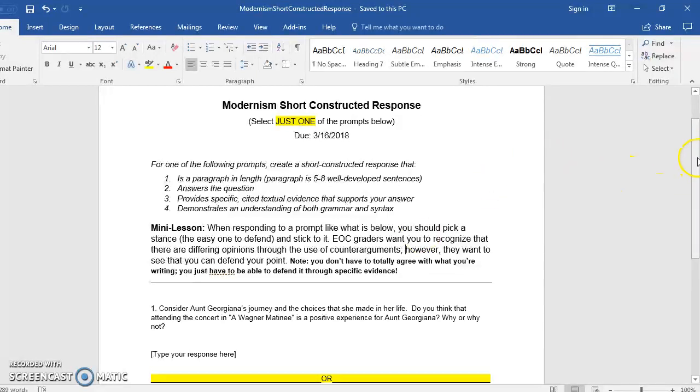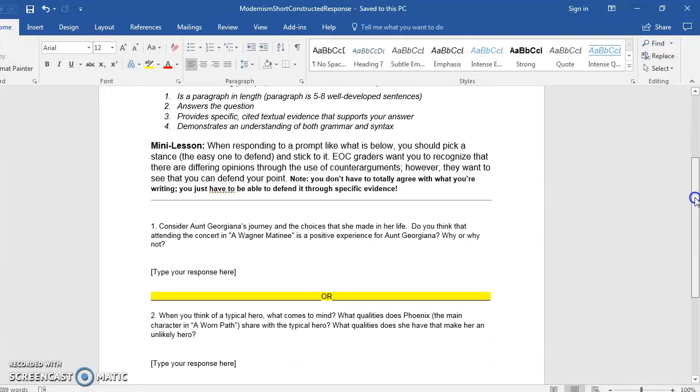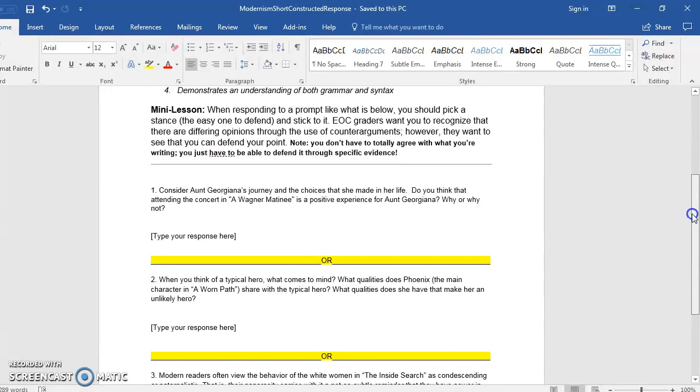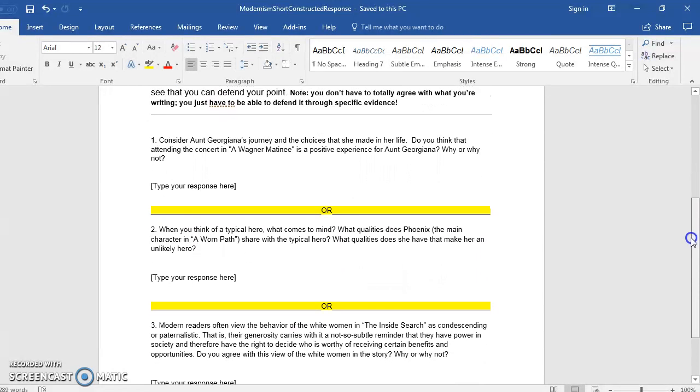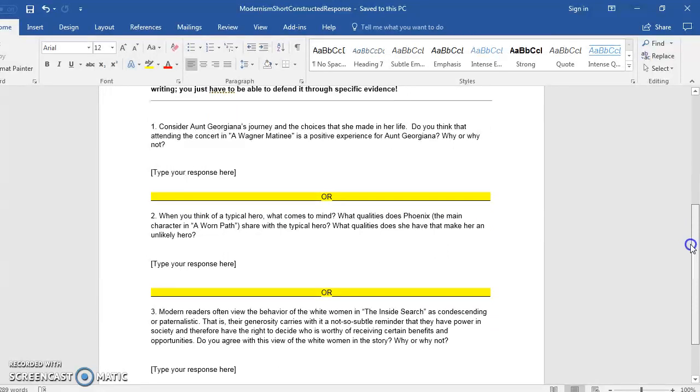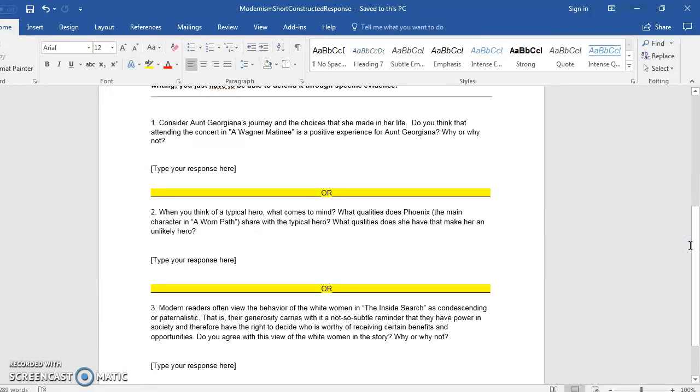All right, so let's look at what the prompts are. I said we're reading 3 short stories, and so there's a prompt for each one. The first one is about the worn path. What it's asking you to do is decide whether or not it was a positive experience for Aunt Georgiana, one of the characters in the play, to go to this concert. A Wagner matinee is the concert. She went to hear some classical music being played during the day. That's what a matinee is. So was it a positive experience for her to go to that concert? And you have to explain why or why not.